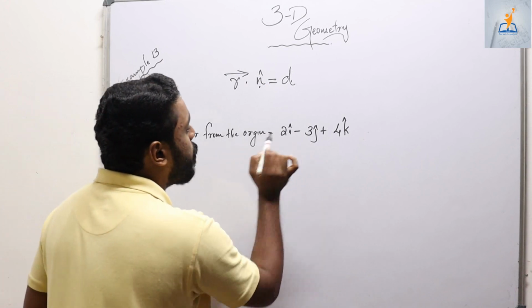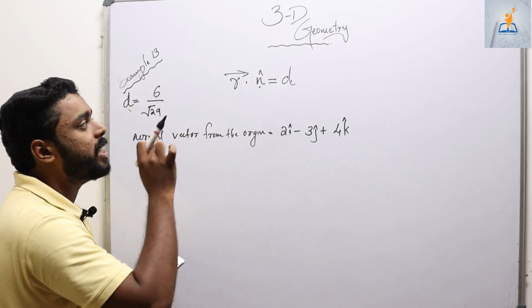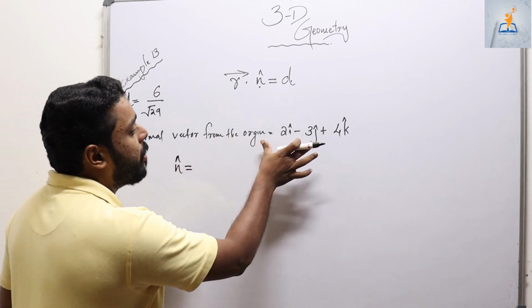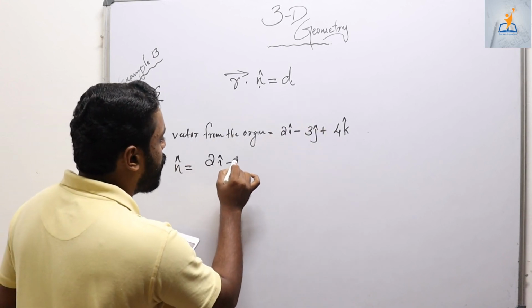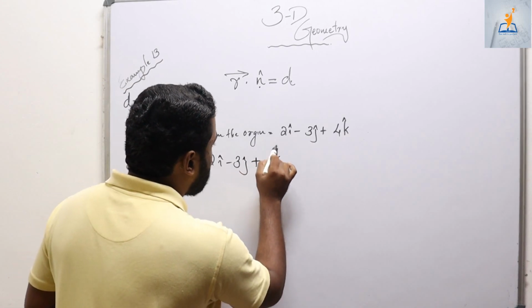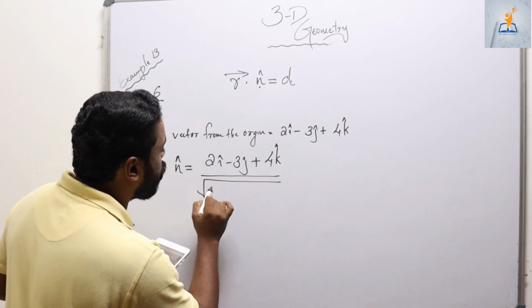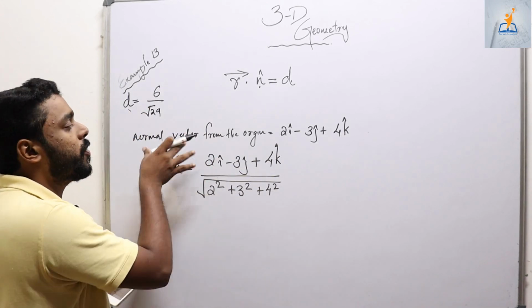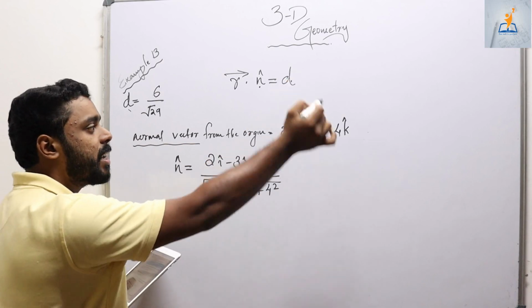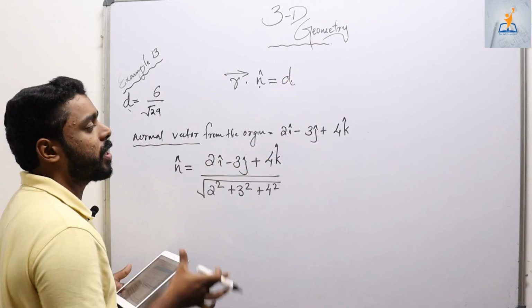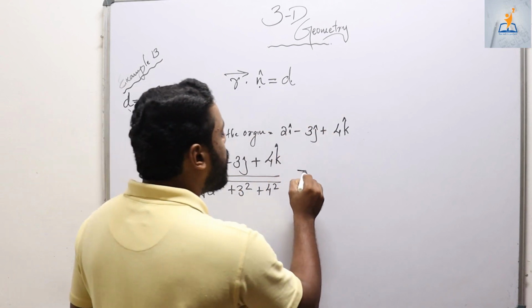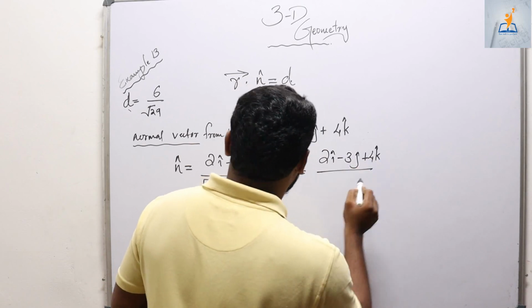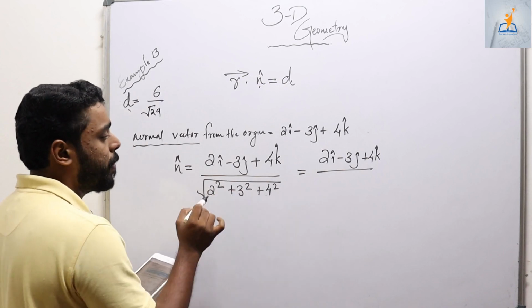We are given the normal vector. We know that n cap is the unit vector in the direction of the normal vector. So we can easily find n cap is equal to the normal vector divided by its magnitude. That is 2i cap minus 3j cap plus 4k cap whole divided by square root of 2 square plus 3 square plus 4 square, because n cap is nothing but the unit vector in the direction of the normal vector, and the normal vector is given. In order to find the unit vector, just divide that vector by its magnitude. It is equal to 2i cap minus 3j cap plus 4k cap whole divided by, what is this, 4 plus 9 is 13, plus 16, 29.